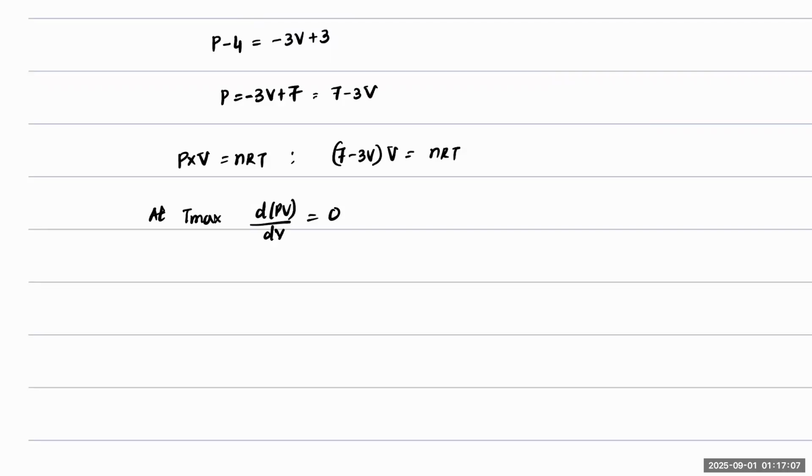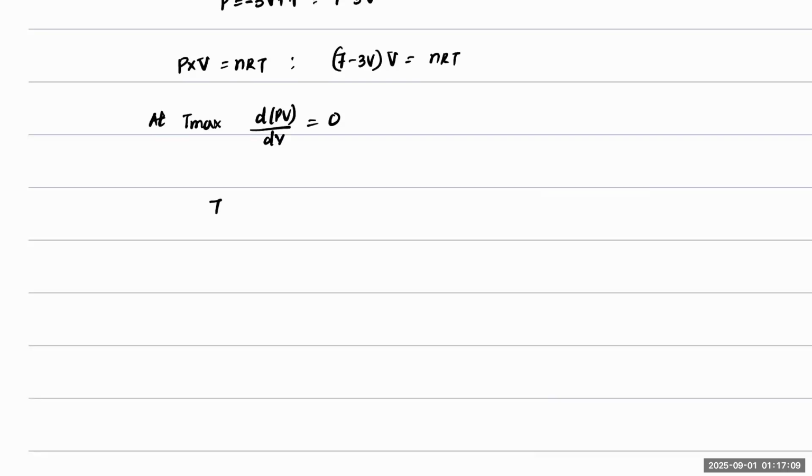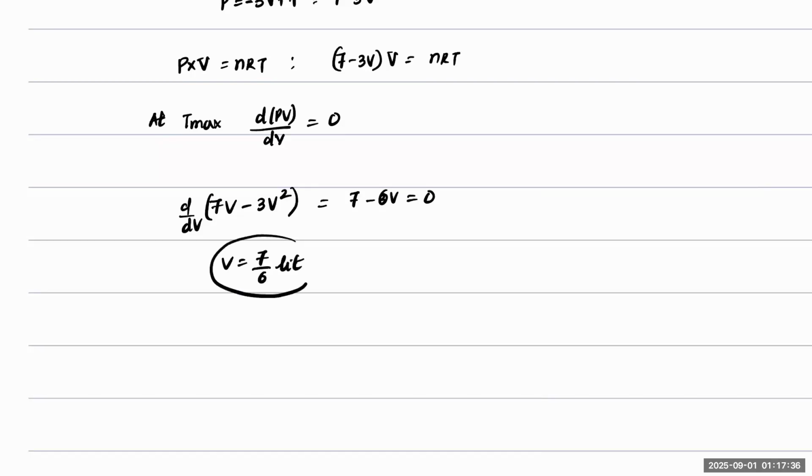So what can I do? In that case, I can say 7V minus 3V square. This is the function which we have, PV. And if at all I differentiate that with respect to V, what am I getting here? I'll get 7 minus 6V, that is equal to 0. So V should be equal to 7 by 6 liters. Does that make sense?